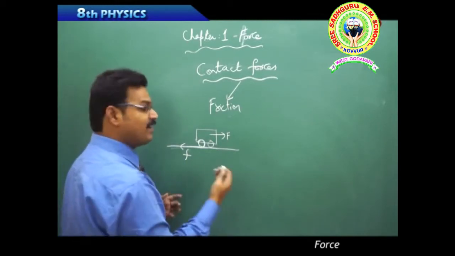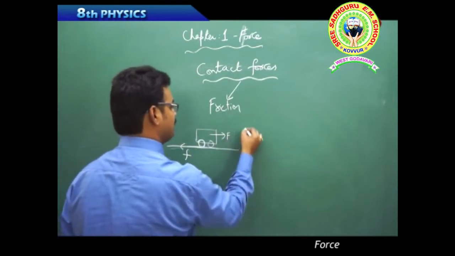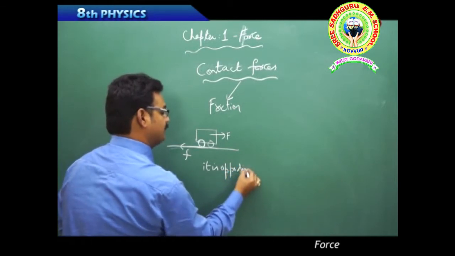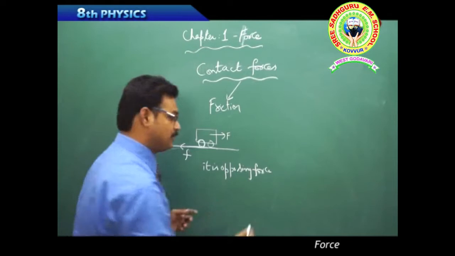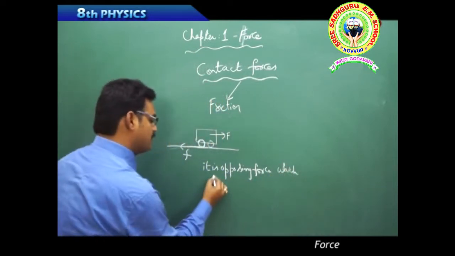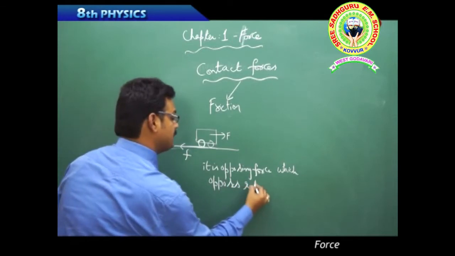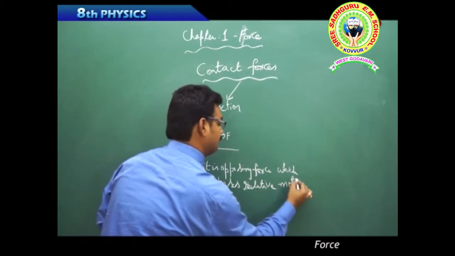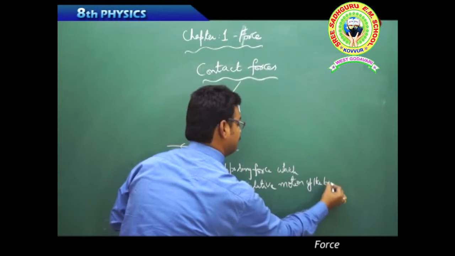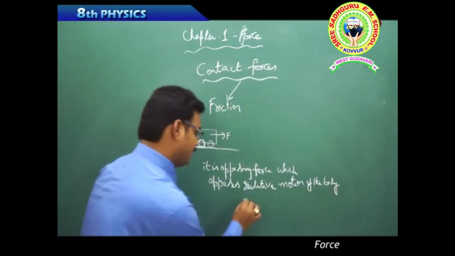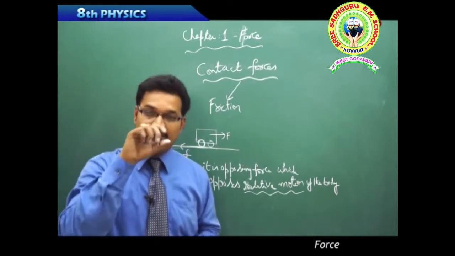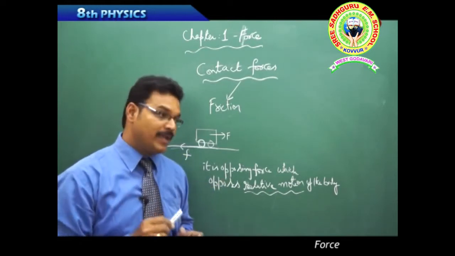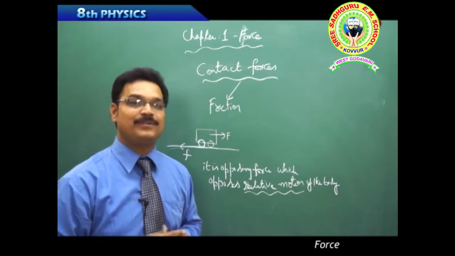So that's why friction is defined, I'm defining here, as the opposing force which opposes relative motion of the body. See the word relative motion of the body. That means if the body is at rest, because of friction the body does not come into motion. If the body is in motion, because of friction the body comes to stop.